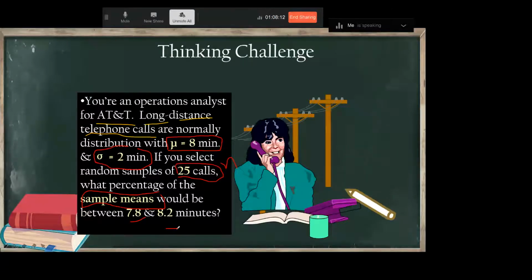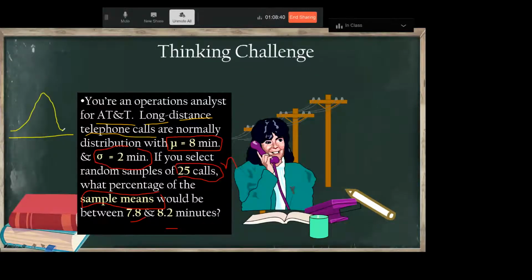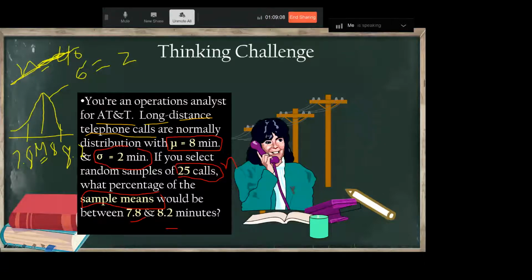So what we need to do, again, we can apply the standardized normal distribution. So here, in this case, what will be the distribution? This is mu 8, sigma is 2, and n is 25. Now, I have x1 is 7.8, and x2 is 8.2. Let me take you to the board, because the other things are clearer than this one.